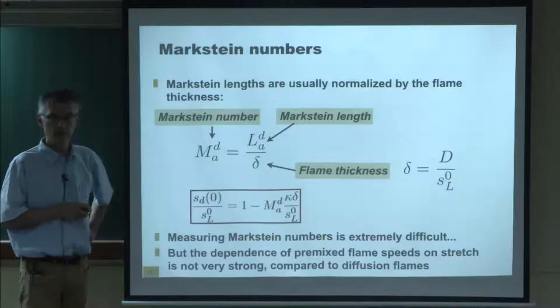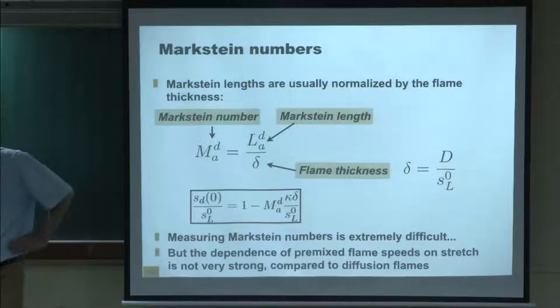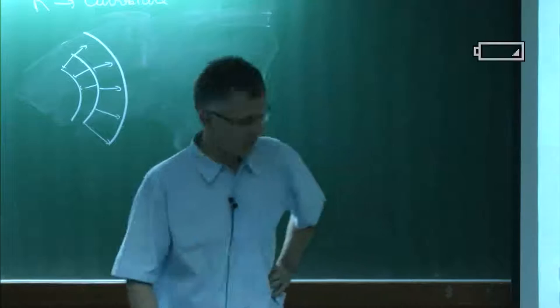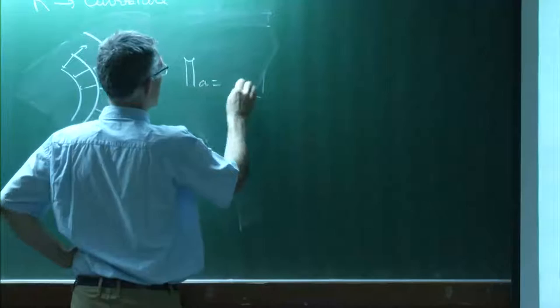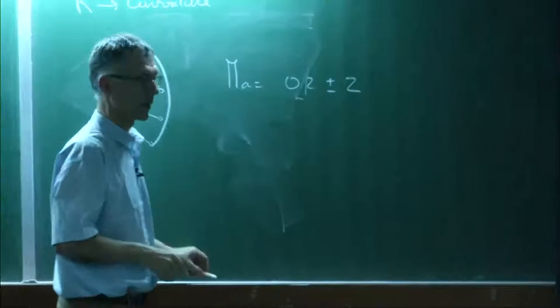Now, the trick with the Markstein length is that it's extremely difficult to measure. You realize that the Markstein length now is like a derivative of the flame speed. And most honest people, when they measure the Markstein length, will give you, for example, a Markstein length of 0.2 plus or minus 2. Okay. That's the typical discussion you see in the community, because it's very difficult to measure.